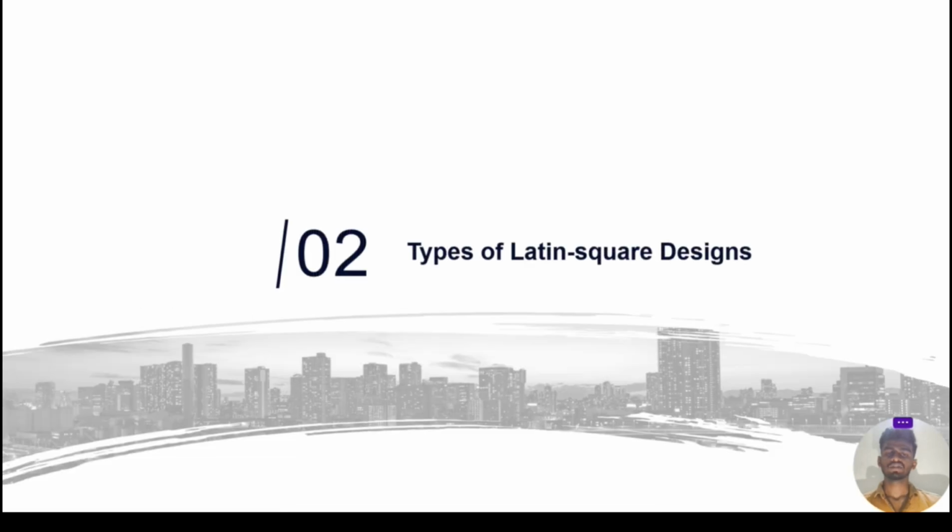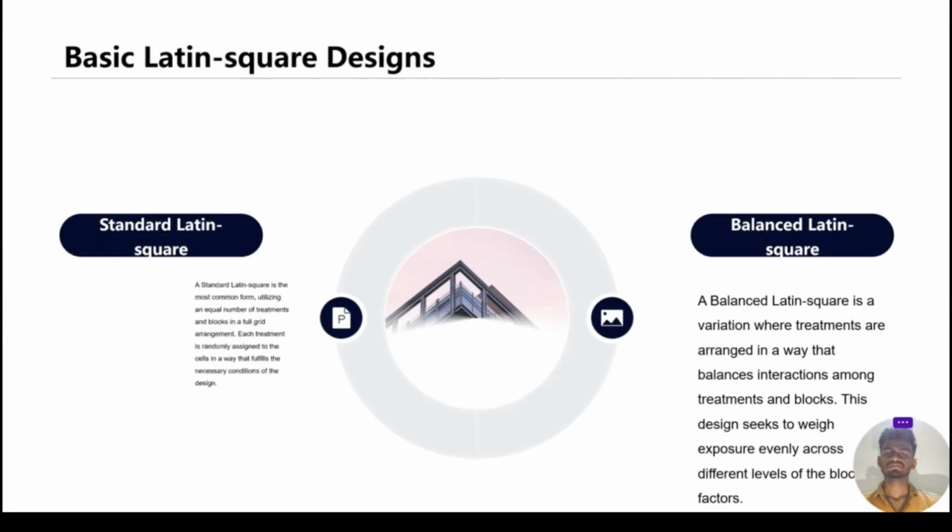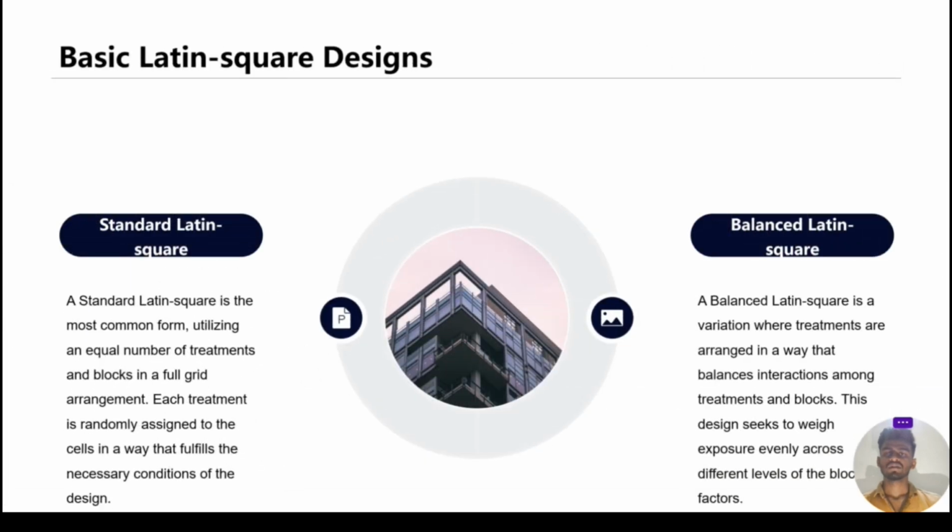Let's move on to the second subtopic, types of Latin square designs. Basic Latin square design: a standard Latin square and balanced Latin square. A Latin square is used in its most common form, utilizing an equal number of treatments and a block grid arrangement. Each treatment is randomly assigned to the cells in a way that fulfills the necessary conditions of the design.